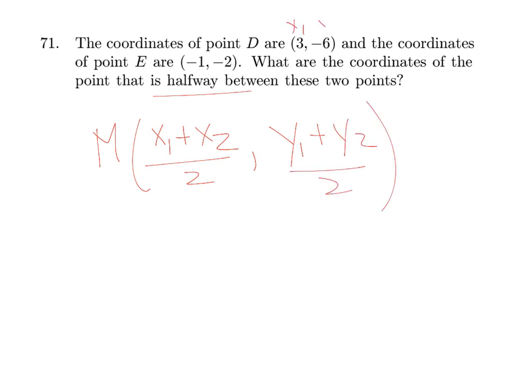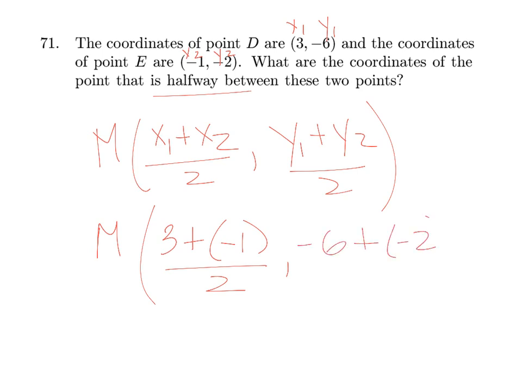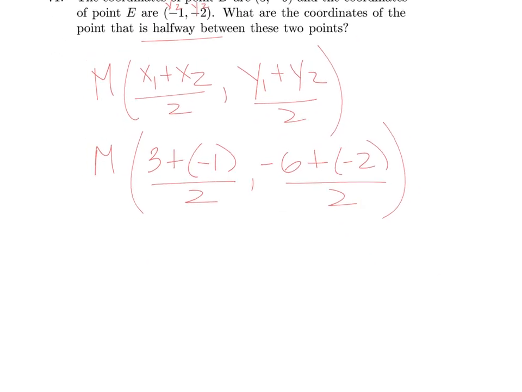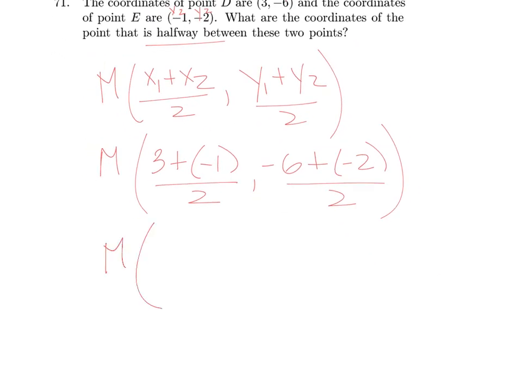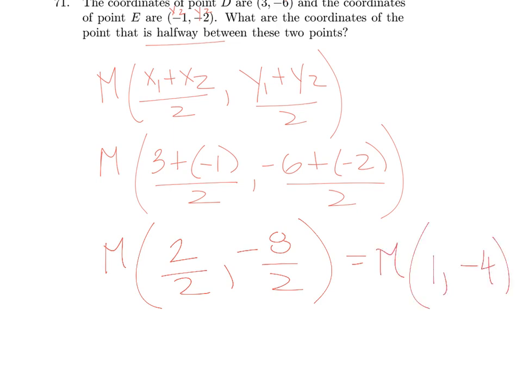alright, that's my x1, y1, x2, y2, x1, which is 3, plus x2, which is negative 1 over 2, y1, which is negative 6, plus y sub 2, which is negative 2. Alright, and I have 3 minus 1, which is 2, over 2. And I have negative 6 plus negative 2, so negative 6 minus 2, which is negative 8, over 2. So I end up with the midpoint, which is 1, -4. Done.